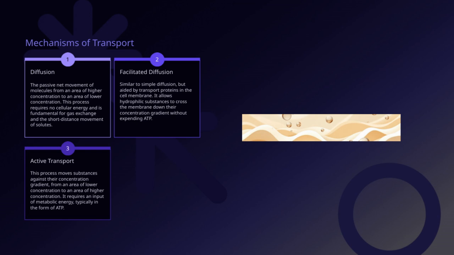Finally, let's remember that diffusion itself is the passive movement of molecules from an area of higher concentration to an area of lower concentration. This process doesn't need any energy from the cell and is fundamental for essential functions like gas exchange in the lungs or the movement of solutes over short distances within tissues. Together, these mechanisms, active transport, facilitated diffusion, and diffusion, are essential for maintaining cellular homeostasis and supporting the overall function of biological systems.